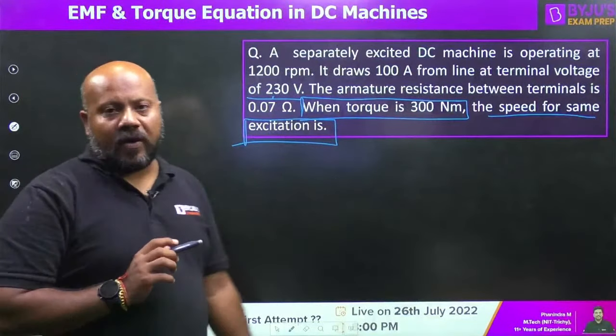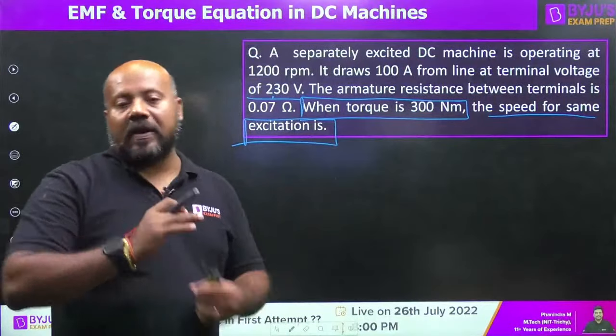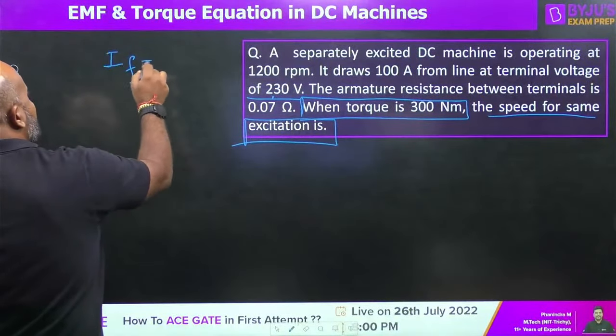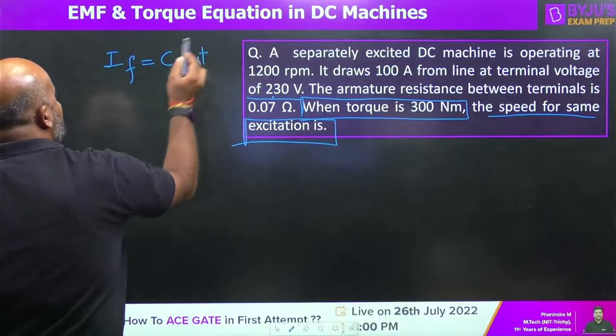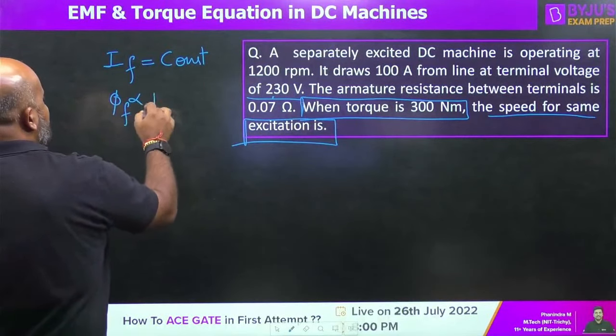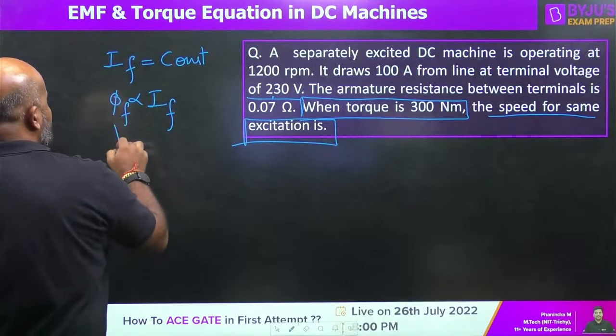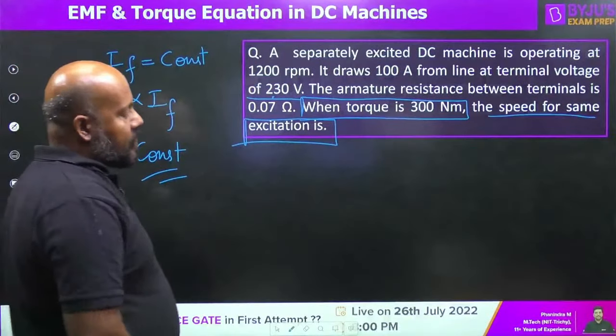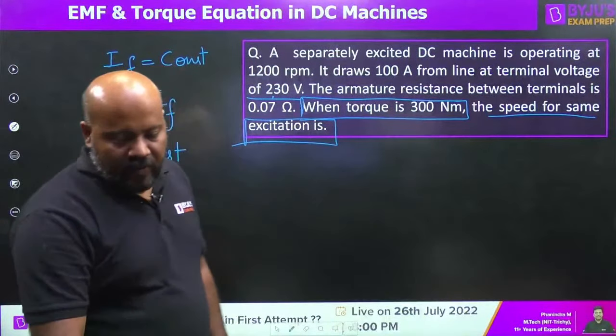Same excitation means what? The excitation given to the field winding is not changing. So basically he is telling you that the field winding current is constant, or you can say the field flux, which is directly proportional to the field current, is also going to be constant. Is it clear for everybody? Yes, everyone.